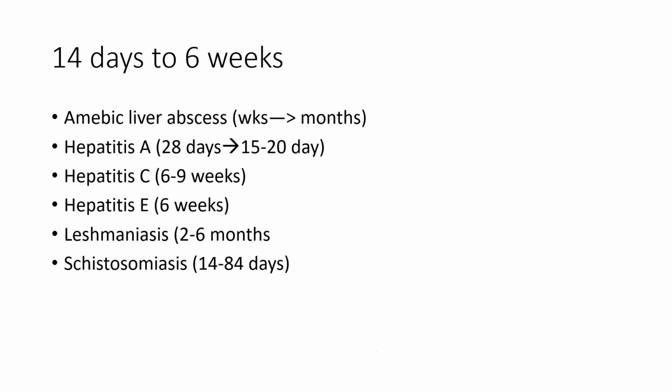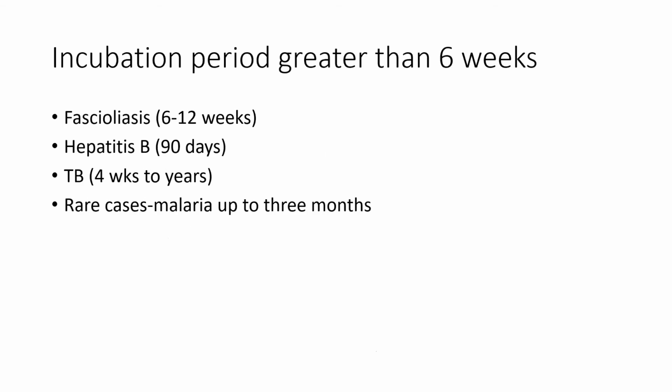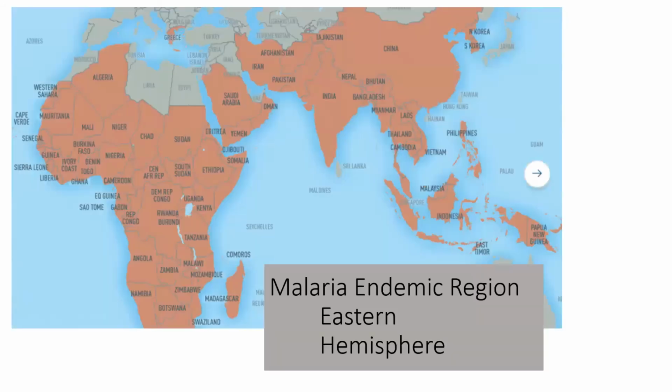14 days to 6 weeks, you can sometimes see amoebic liver abscess, hepatitis A, generally 28 days on average, hepatitis C, 6 to 9 weeks, hepatitis E, 6 weeks, leishmaniasis in 2 to 6 months, and schisto has a long period, 14 to 84 days. Even longer, you can consider fascioliasis, 6 to 12 weeks, hepatitis B, 90 days from exposure, and TB, of course, 4 weeks to years, and then malaria, rare cases up to 3 months. Just to hammer home the point, malaria is one of those diagnoses that you really can't miss, because the longer that you delay the diagnosis, the more fatal the outcome can be.